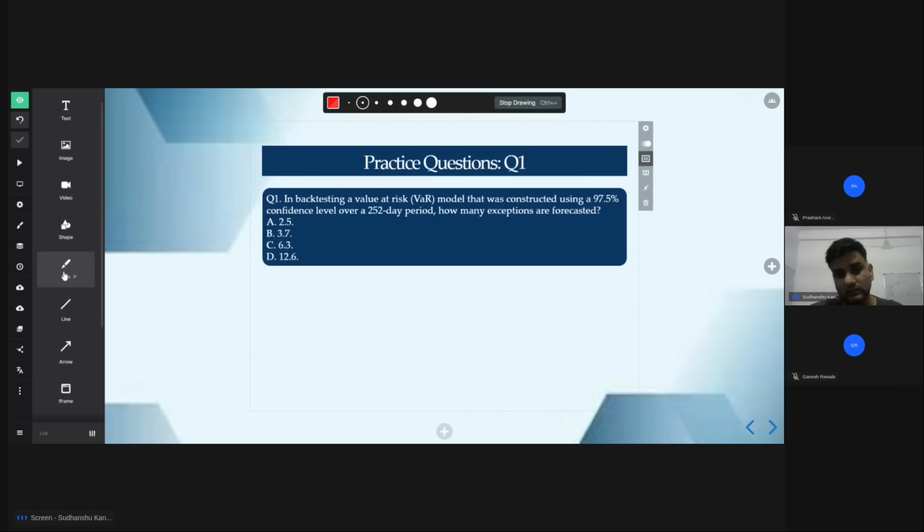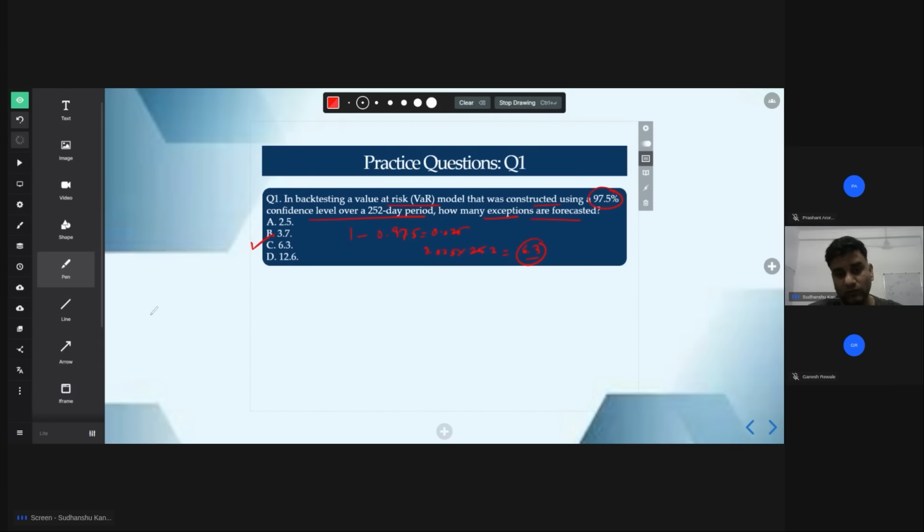In backtesting a VaR model that was constructed using a 97.5% confidence level over 252 trading days, how many exceptions are forecasted? Right. So see, we are using a 97.5% confidence level. Ultimately, what are you getting? You do 1 minus 0.975. You get 0.025, and you multiply that 0.025 with your 252, which is 6.3. So if you get more than 6.3 exceptions, that is bad for you, right? So how many exceptions are forecasted?